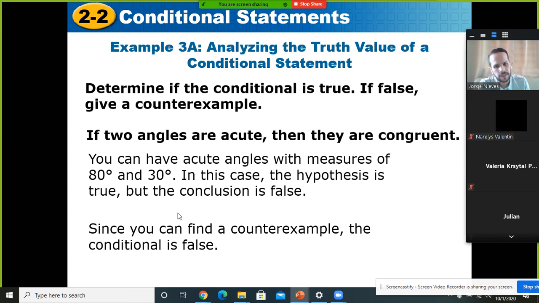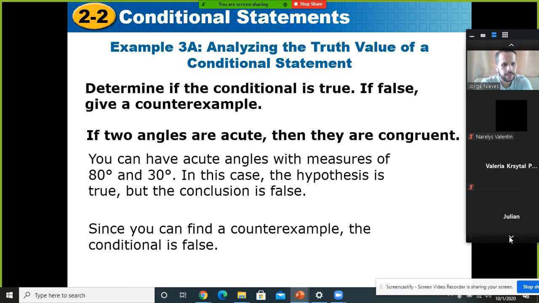¿Por qué falso, mi gente? Porque no siempre van a ser congruentes. En este caso lo vemos. We got measures of 80 and 30 degrees. They are not congruent. One is bigger than the other one, okay? Lo podemos ver bien claramente, okay? Questions about this example? So this is how we can find a counterexample, okay?